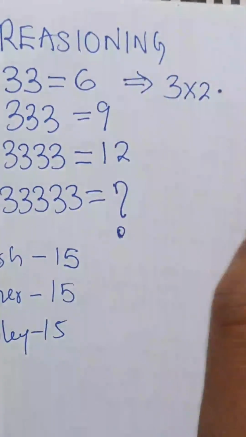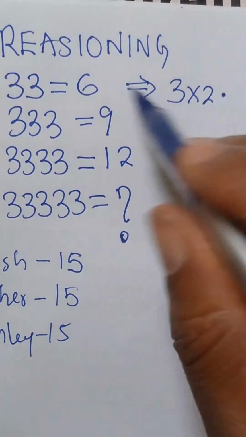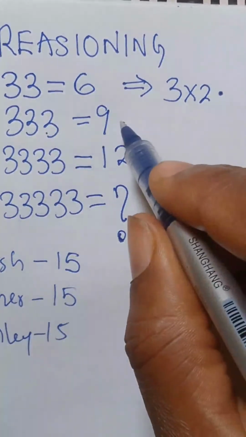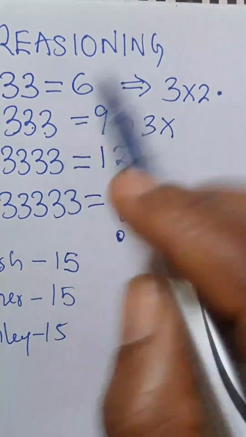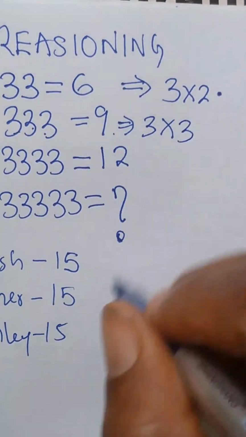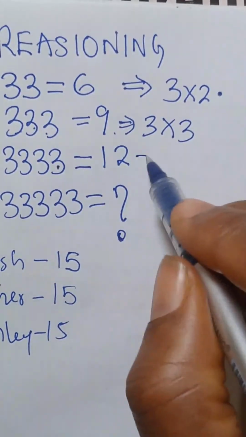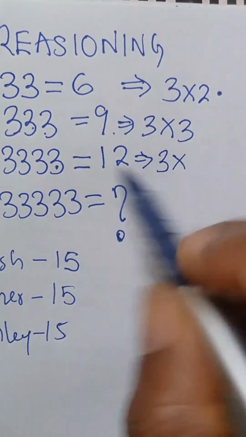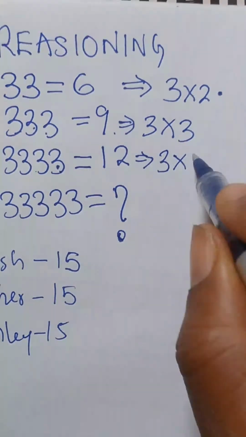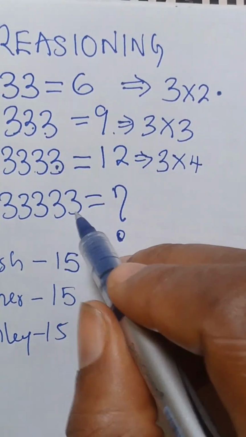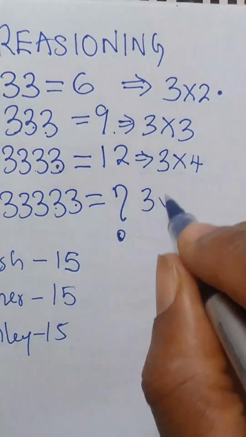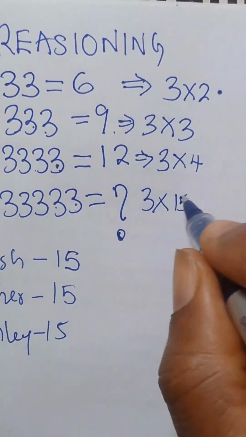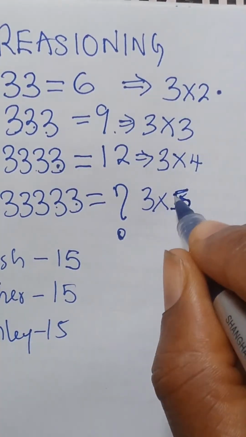3 times 2 is 6. Now we pick 3. 3 times, we count 1, 2, 3 times 3, and that is 9. We pick 3. 3 times 1, 2, 3, 4, is 12. So the same thing, pick 3. 1, 2, 3, 4, 5. 3 times 5, and that is 15.